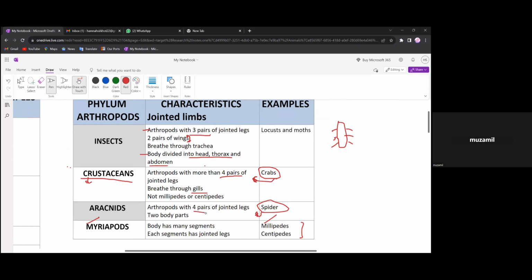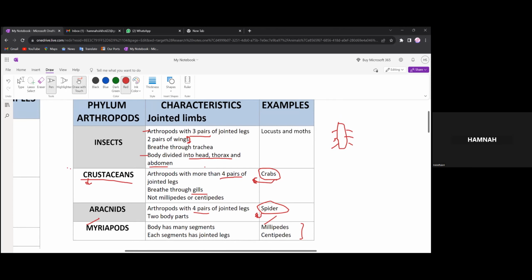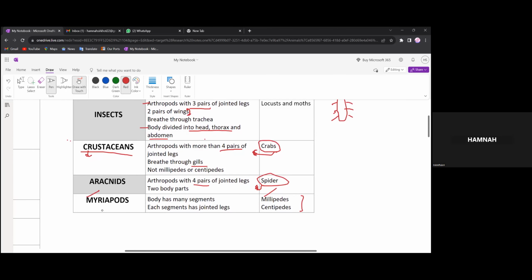Four pairs of jointed legs. Spiders have 8 legs. You can write four pairs of legs, or you can write 8 legs as well. And then you can have body parts. One thing about arachnids is that they do not have antennae. I haven't written this down; I will write it down later when I share these with you. You know how some insects have antennae? Arachnids don't have antennae.